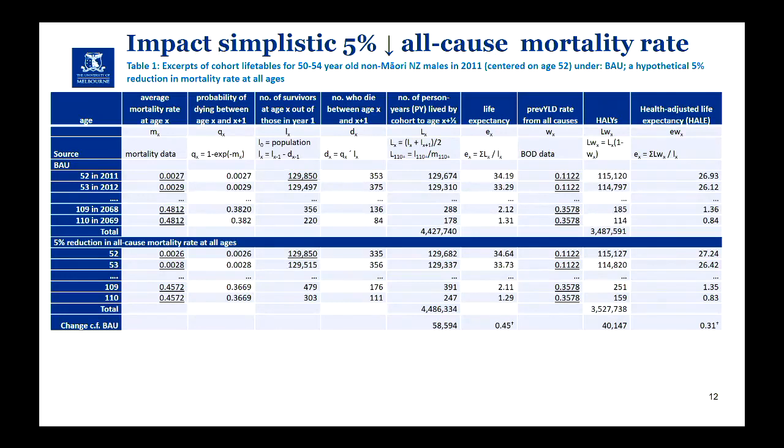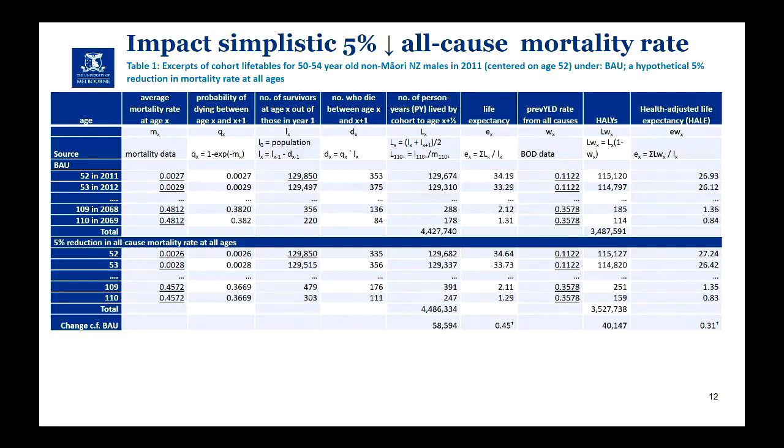Let's go to some results. What you can see here is the total number of person years lived amongst the cohort, and that's the number of person years that would be lived if they had a 5% reduction in mortality rate. They gain this many, 58,000 odd life years. They gain 40 odd thousand health adjusted life years. They gain 0.45 in life expectancy, the difference between here and here.